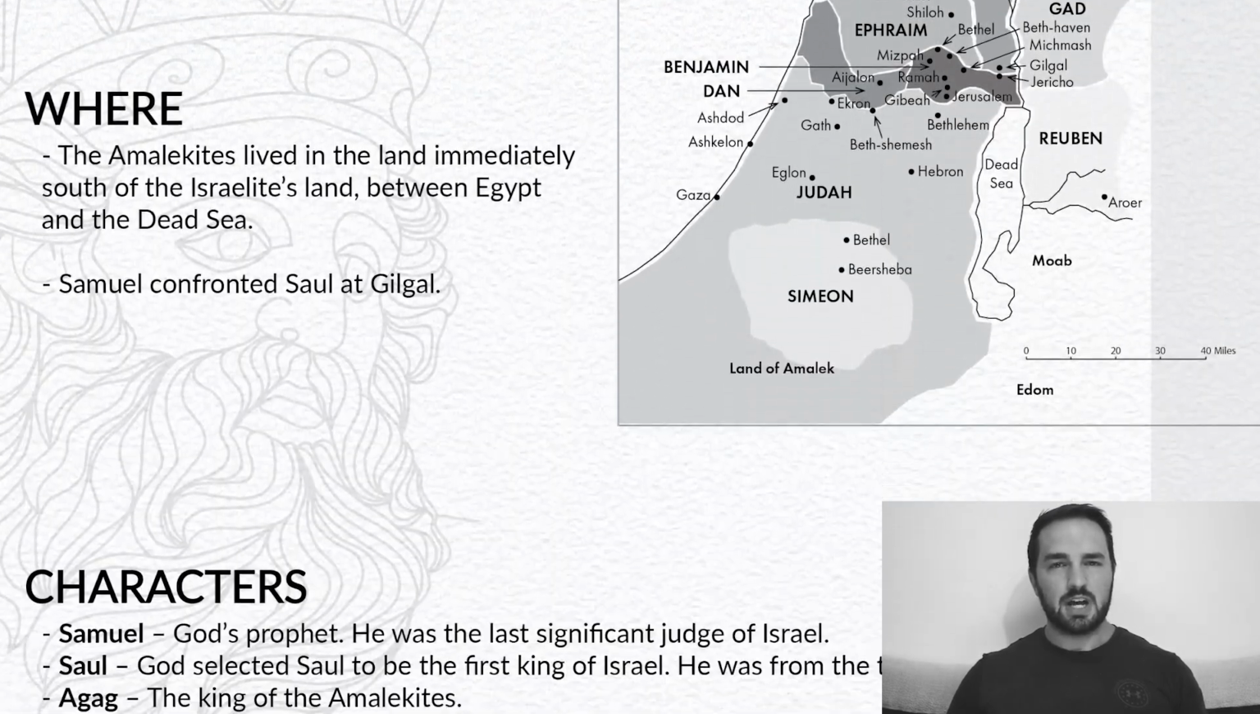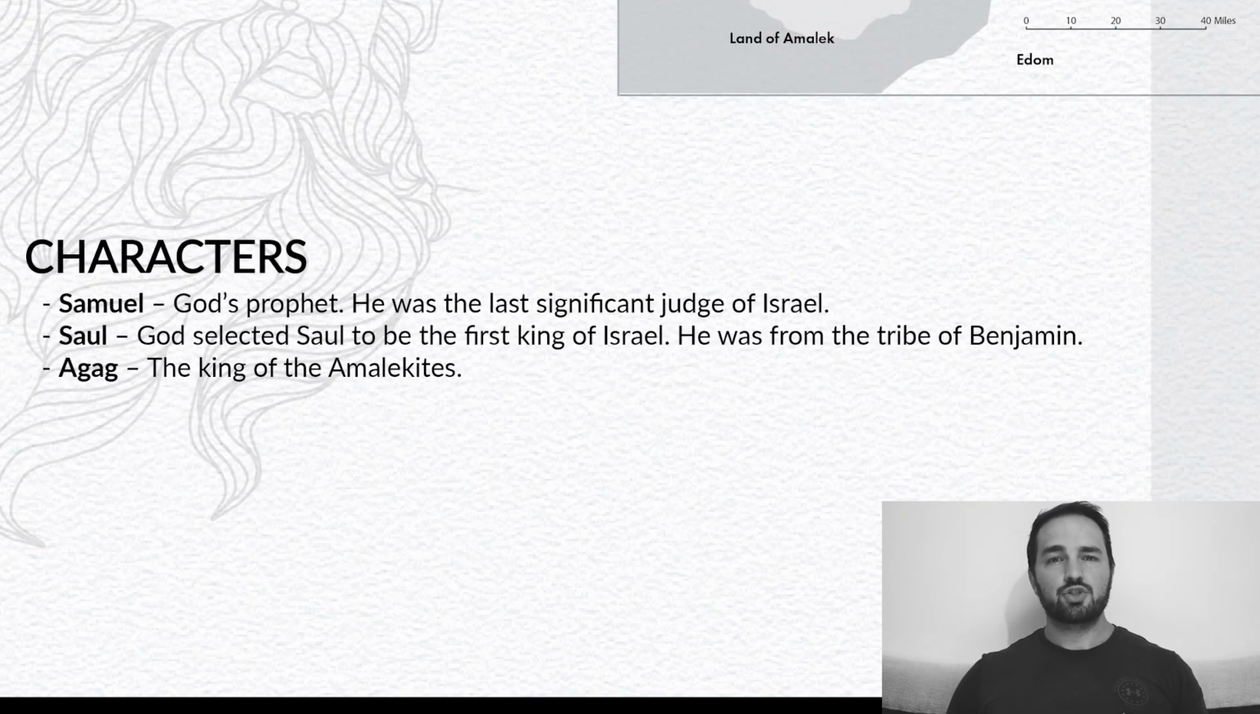The key characters of chapter 15 are Samuel, Saul, and a guy named Agag. Samuel was God's prophet. He was a judge in Israel. Saul was the king of Israel. He was originally from the tribe of Benjamin. And Agag was the king of the Amalekites, who were the longtime enemies of Israel. And when I say longtime enemies, I mean longtime enemies. We'll discuss that a little bit more in our outline.